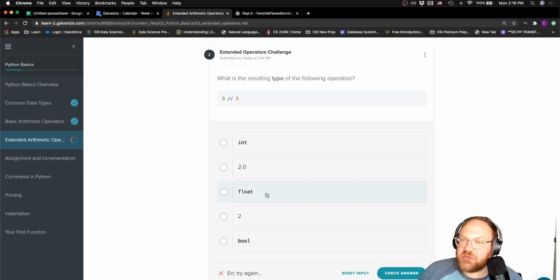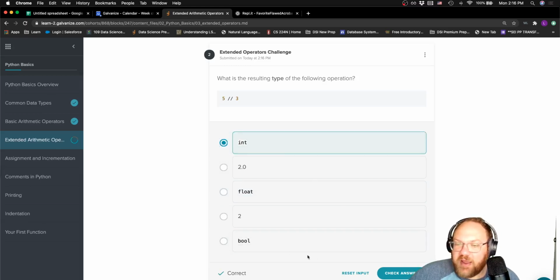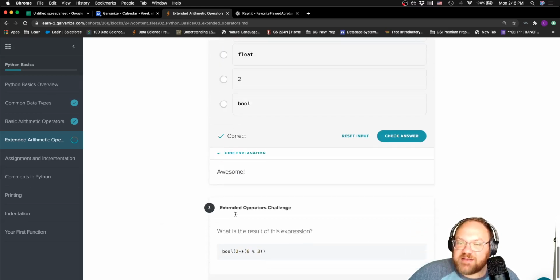And as I mentioned, when we're doing floor division, the quotient is always going to be a whole number, an integer. So that is the default behavior. I can go ahead and check that and see that it's correct.